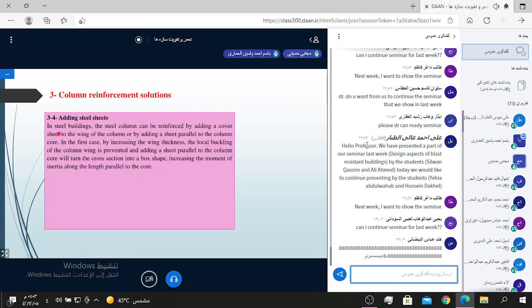Adding steel sheets. In steel buildings, the steel column can be reinforced by adding a cover sheet to the wing of the column or by adding a sheet parallel to the column core. In the first case, by increasing the wing thickness, local buckling of the column wing is prevented. Adding a sheet parallel to the column core turns the cross section into a box shape and increases the moment of inertia along the length parallel to the core.